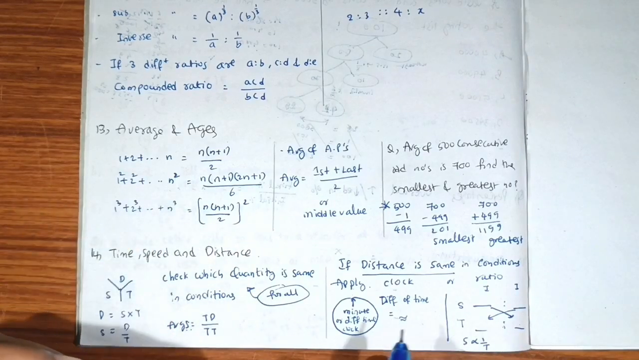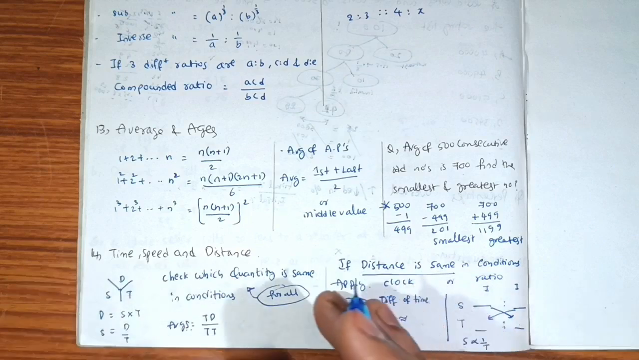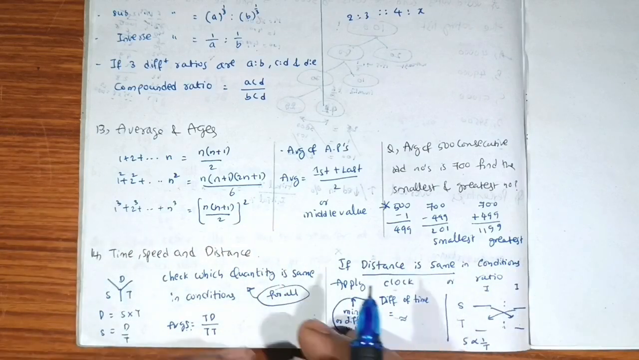We calculate the difference of the time, and to that time we have again applied the DST formula: time equals distance by speed. So we have applied it like this. We have solved many questions in our previous video on the time, speed and distance topic.